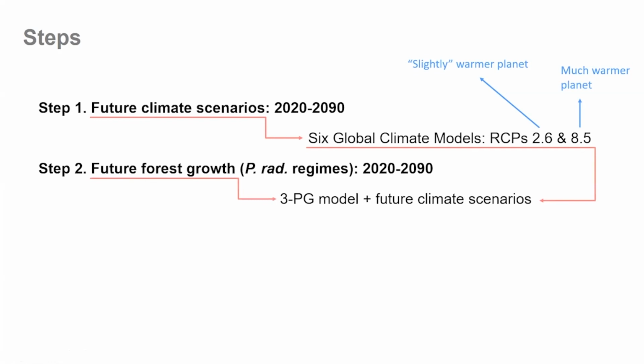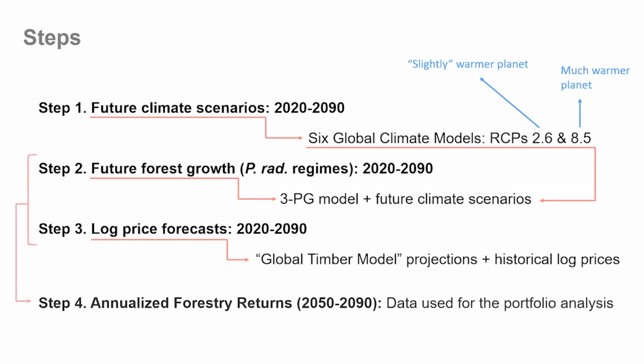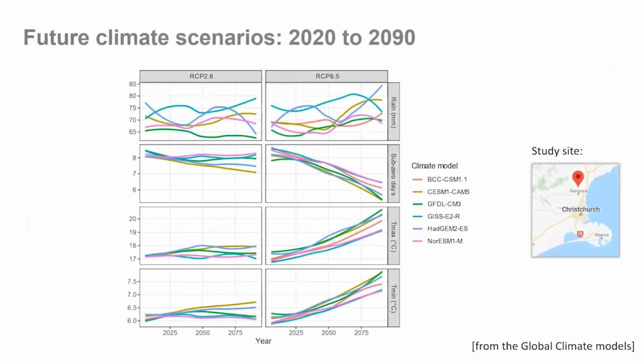Okay, we're going to use the output from these 6 climate models to simulate future forest growth. We're talking about Pinus radiata regimes here, using the forest growth model called 3PG. We're also going to forecast log prices for 2020 to 2090, and those forecasts are based on projections from the Global Timber Model, along with historical log prices from New Zealand. And finally, we combine these pieces of information to compute the annualized forest returns, and then we use that information to construct our so-called forestry portfolios. Okay, so let me show you some of the results that we have.